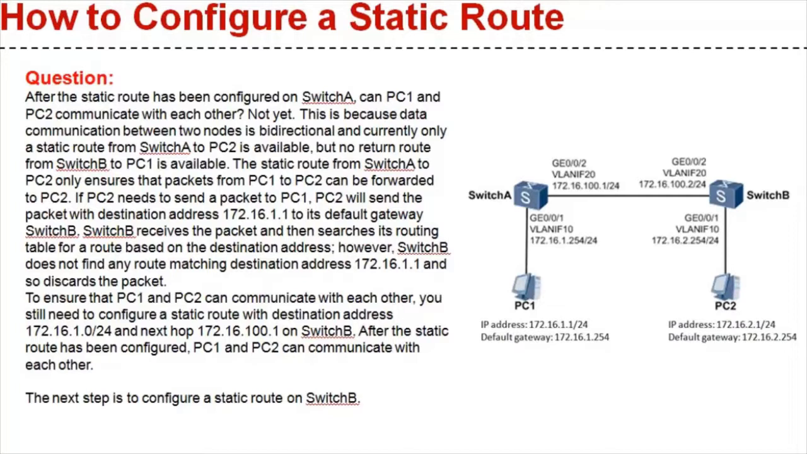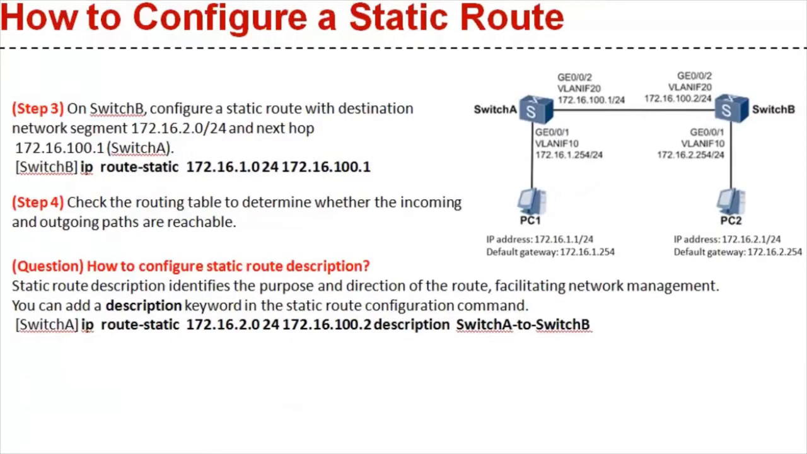In conclusion, to ensure that the two communicating parties can communicate well with each other, you need to configure static routes on the incoming and outgoing paths. You can also use the ip route-static command on switch B to configure a static route with destination address 172.16.1.0, 24-bit mask, and next hop 172.16.100.1.